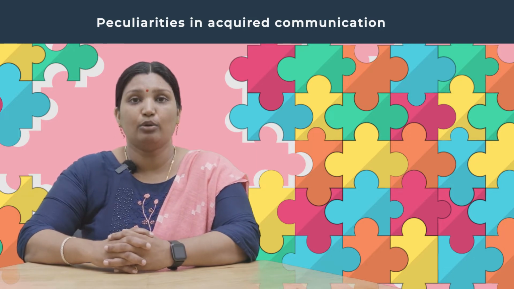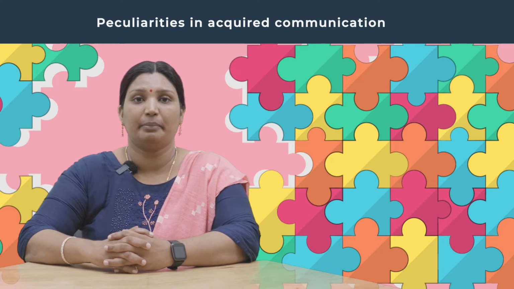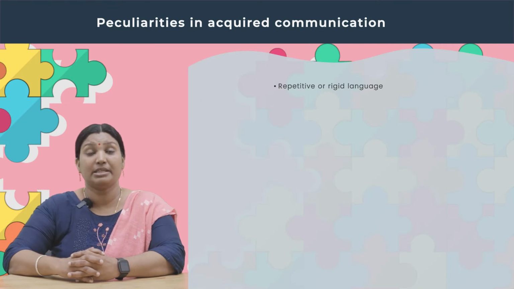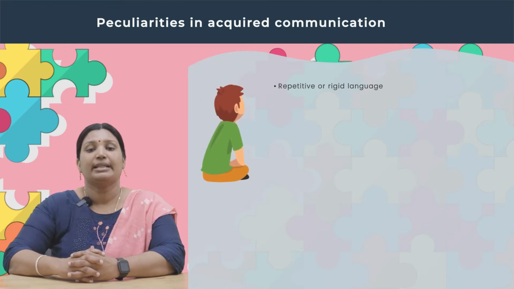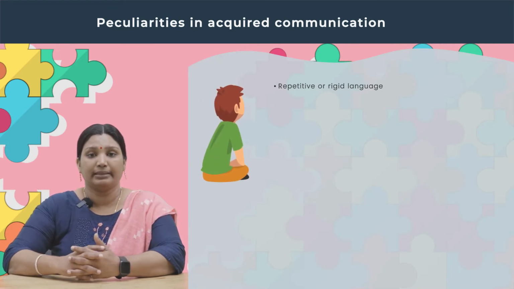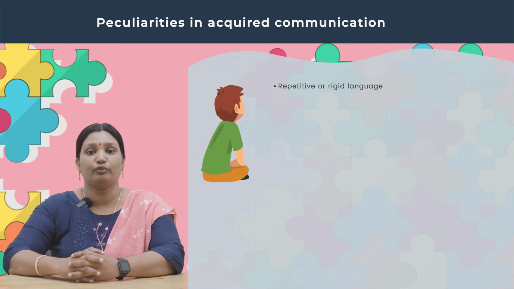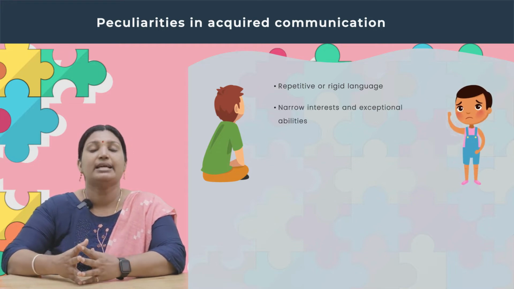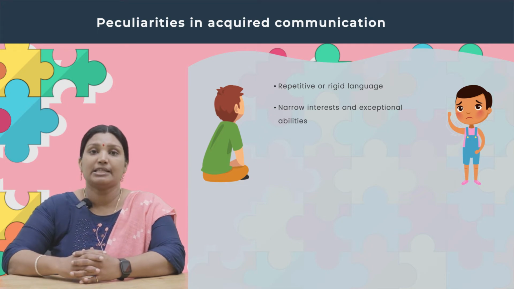Now let's take a look at the differences in the communication pattern of an individual with autism. Restricted or repetitive or rigid language, that is, often children with ASD can speak well, but say things that have no meaning or do not relate to the context. For example, when we are talking about something else, the child with autism may speak about numbers, which is not at all related to the context that is being talked about.